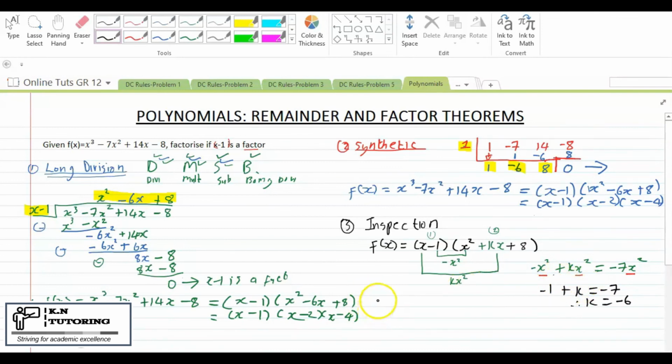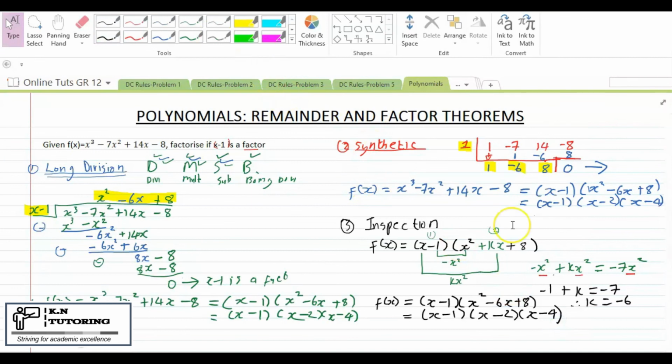And then I come back and say, this is the same f of x is equal to x minus 1 times x squared, and what is my k? My k is minus 6, so minus 6x plus 8. And if I simplify this, we get x minus 1, x minus 2, and x minus 4. Okay, so this completes the question.